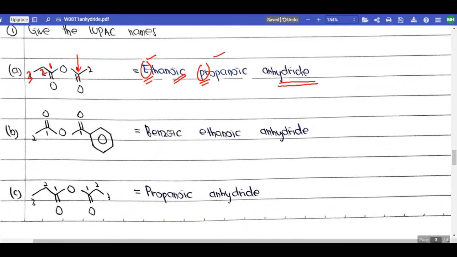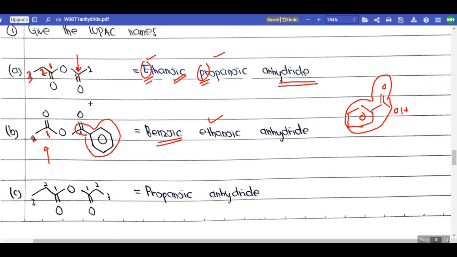For B, it is similar, as you can see here. First, we have an aliphatic structure with two carbon. This is ethanoic, and then we have one carbon attached to the benzene. This we consider as benzoic, because if we draw the benzoic structure, it will look like this: C double bond O, OH. The structure represented by the benzene, also C double bond O, is called benz. So the carboxylic acid is benzoic acid.